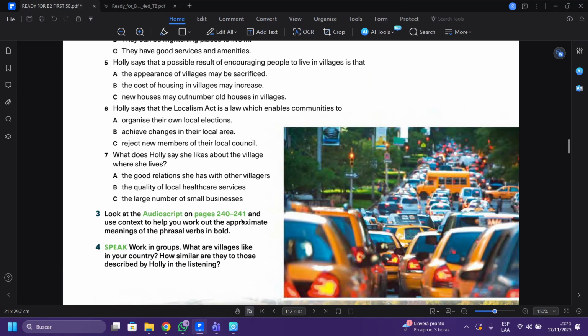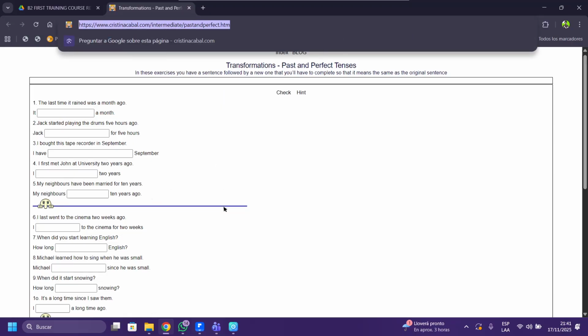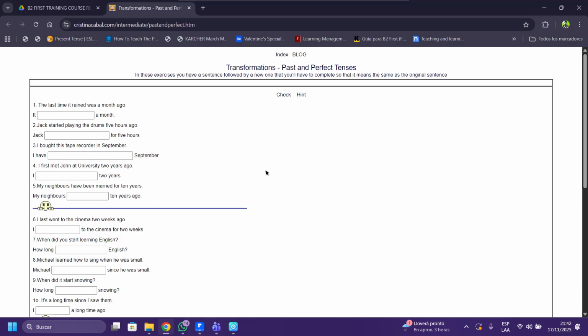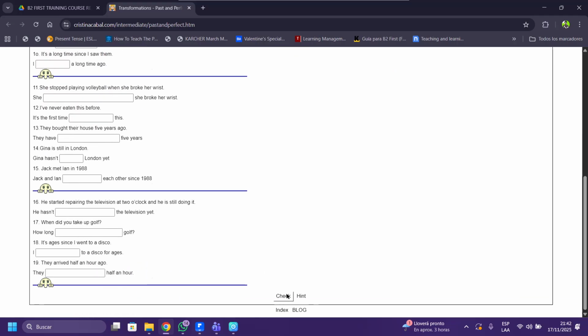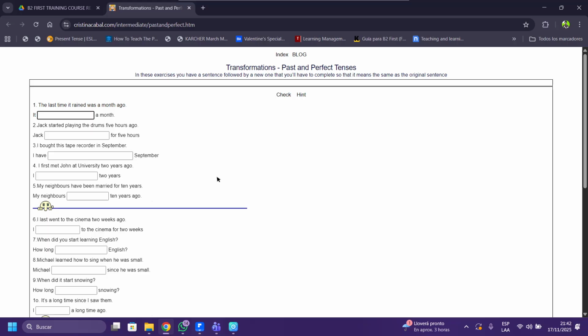Okay, teacher. I'm going to send you this link through the WhatsApp chat that we have, so you can practice the keyword transformation regarding the past perfect and the present perfect tenses. And you have to send me the screenshot of your results. I'm going to send you this link in the group. That is going to be your homework for the next Wednesday, sorry. Yes, Wednesday.